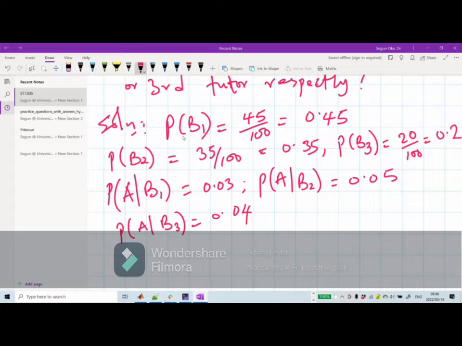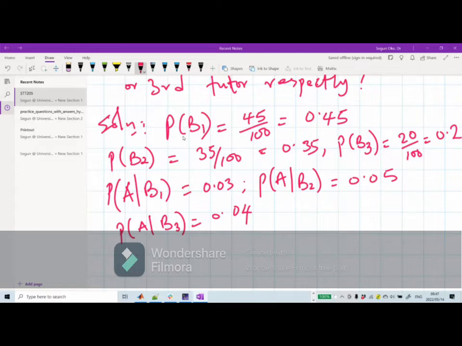If a script selected is found to have an error, what is the probability that the script was marked by the first, second, or third tutor, respectively? Remember, A is representing the script now, given that each tutor marked them.